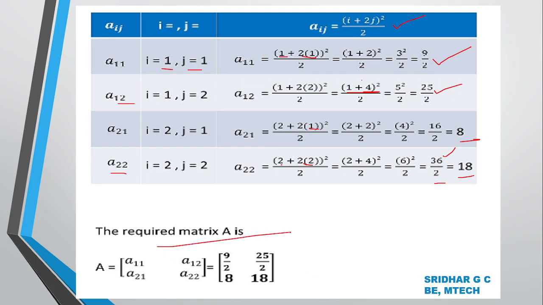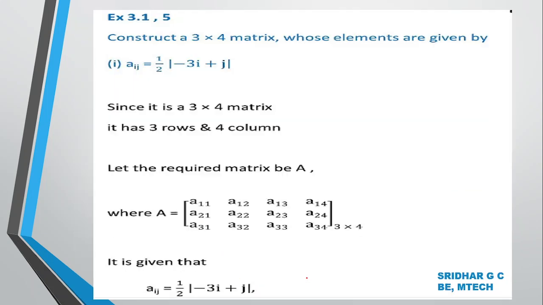Now write the matrix. So that means 9 by 2, 25 by 2, 8 and 18. These are the 4 elements for the given problem.